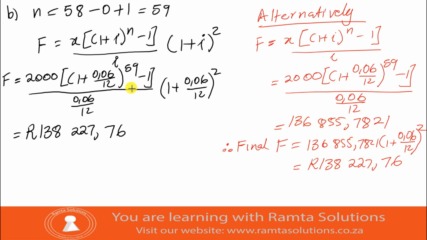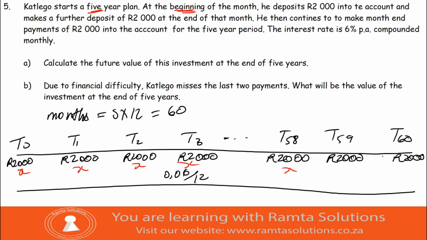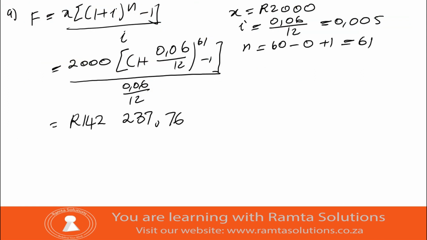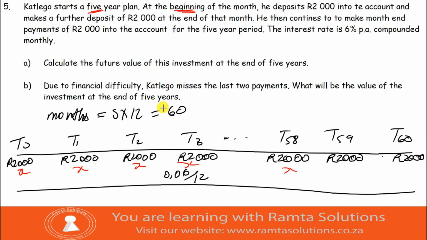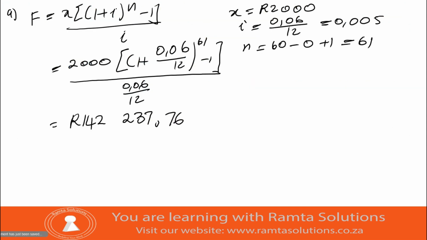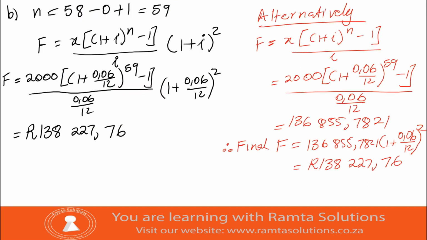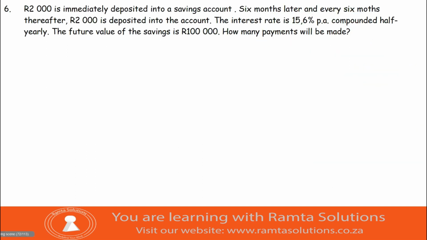I am getting the same thing. However, I encourage you to go this route. Okay, guys? Perfect. Are we done with Katlego's case? Yes, we are done. And as you can see, when you miss payments, the future value decreases. It was 142, look at it now, it's 138. All right. Perfect.